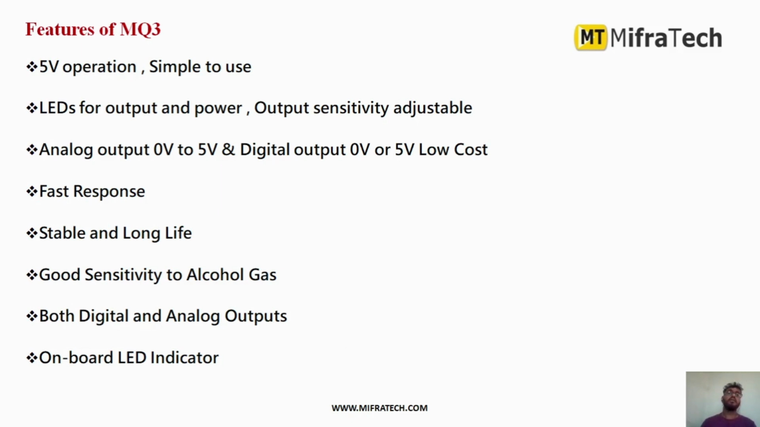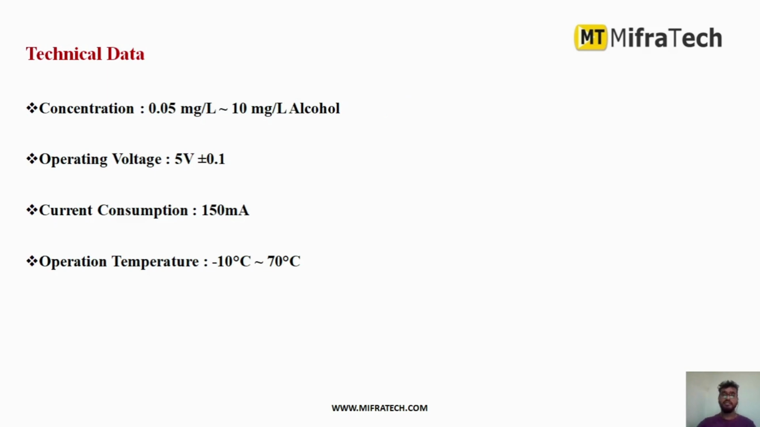Then what are the technical details about this MQ3 gas sensor or alcohol sensor? The concentration level should be in between 0.05 milligram per liter to 10 milligram per liter of alcohol for it to detect. The operating voltage is 5 volts, with plus or minus 1 fluctuation. The current consumption is 150 milliamps. The operating temperature is between minus 10 degrees Celsius and 70 degrees Celsius.